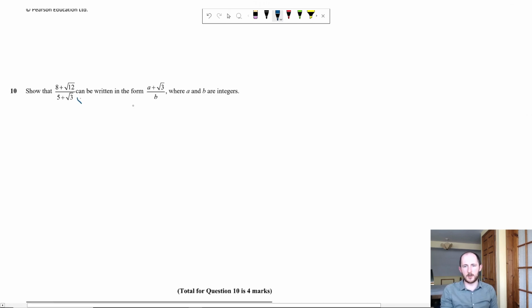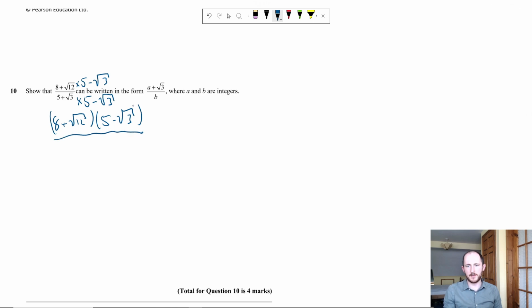Well, you times the top and bottom by the exact same thing that's on the denominator, but you swap the sign around. So instead of 5 plus root 3, you're going to have 5 minus root 3. Okay? So the top becomes 8 plus root 12 times 5 minus root 3 over 5 plus root 3 times 5 minus root 3. And then all we're going to do is expand the top and the bottom. Should be hopefully fairly easy, I'm hoping.